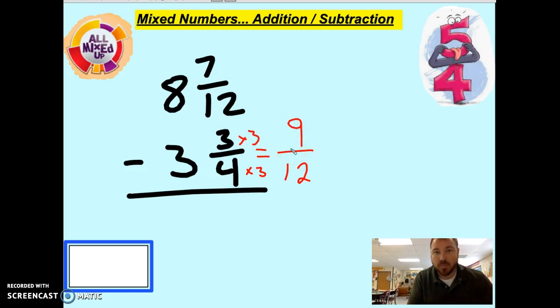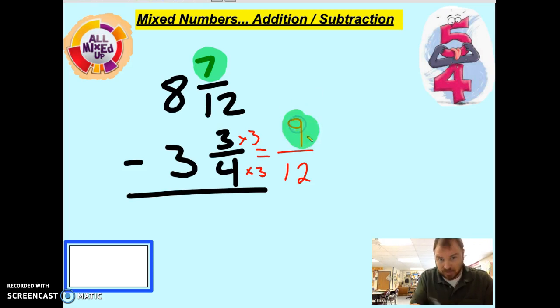This is where we run into a problem with subtraction. I cannot do 7 minus 9. 7 minus 9 is not 2. Please don't get into the habit of subtracting up. So we're going to go ahead and borrow or unbundle from our neighbor like we would do in any other subtraction problem where we cannot subtract.